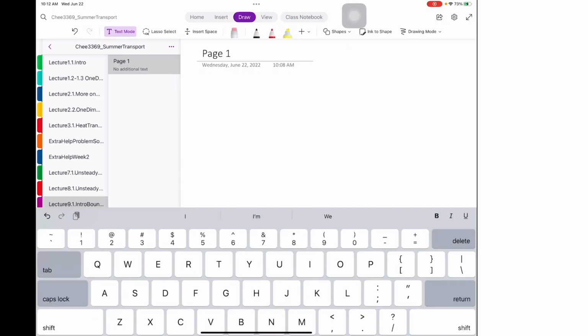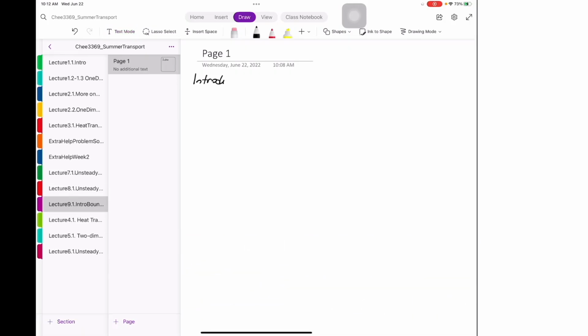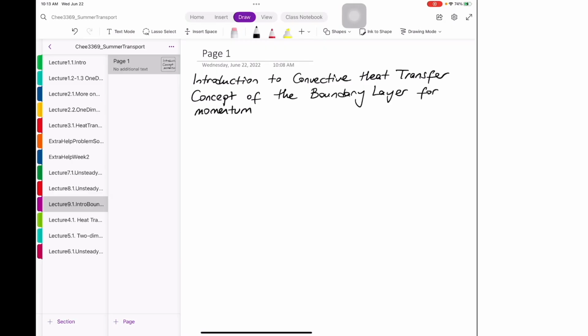Now, this is going to be an introduction first. Introduction to convective heat transfer. So we want to actually have an idea about convective heat transfer, and the boundary layers are the most important objects to study when you actually talk about the convective heat transfer. Okay, we're going to learn about the concept of the boundary layer for momentum transfer.